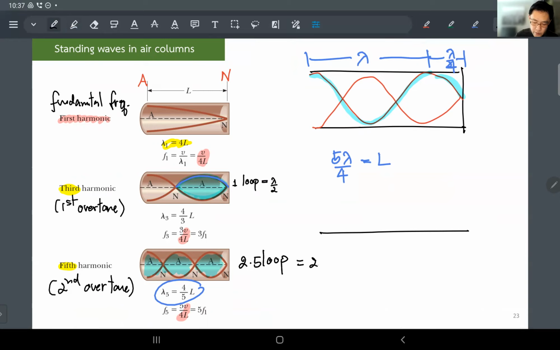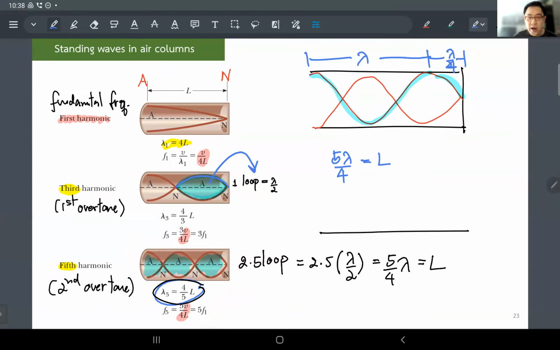And with 2.5 loops, where one loop is half a lambda, you're going to get 5/4 lambda anyway. Same thing. That's not going to be anything different there. So you can count that 5 lambda over 4 is equal to the length of the tube, and you get to the same conclusion anyway. So it's your choice. You can look at the wavelength directly, or you can look at the number of loops, knowing that any loop is equivalent to half a wavelength.